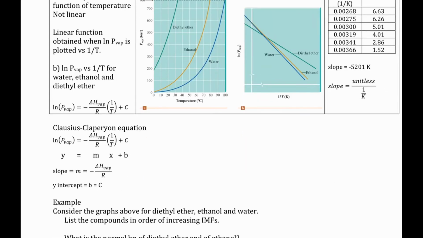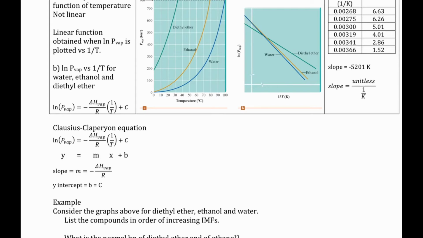Alrighty, so going to our Clausius-Clapeyron equation and equating it with a straight line, we have ln P vap on the y-axis, 1 over T on the x-axis. That means the slope m is equal to negative delta H vap over R. The y-intercept b is equal to c in our Clausius-Clapeyron equation.